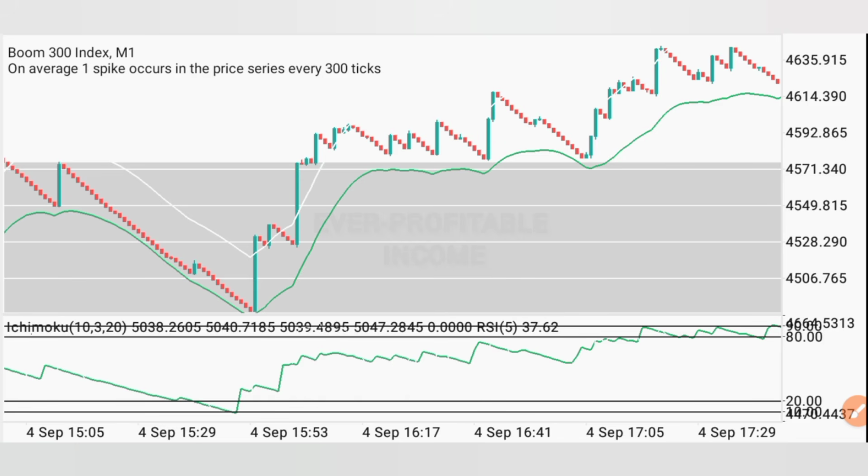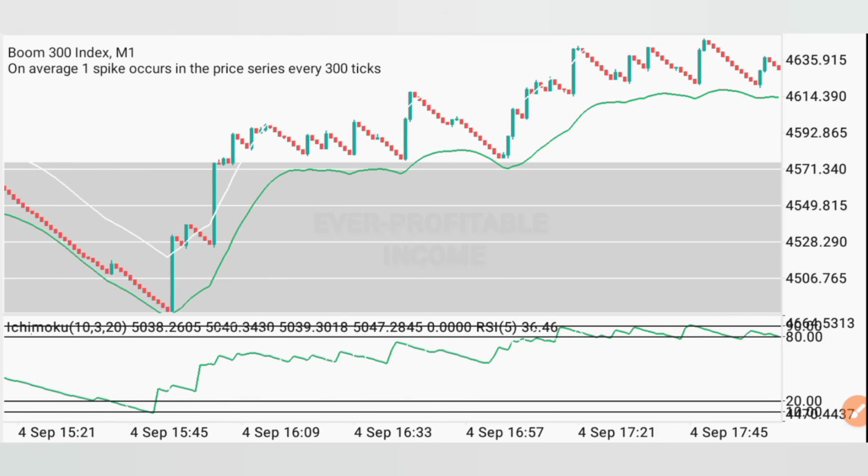It's easy, it's straightforward, and it is beginner friendly. I don't want to make this strategy too complicated. That's why I gave you a very simple and straightforward way to use your Ichimoku, so that from today onwards you're going to be profitable.